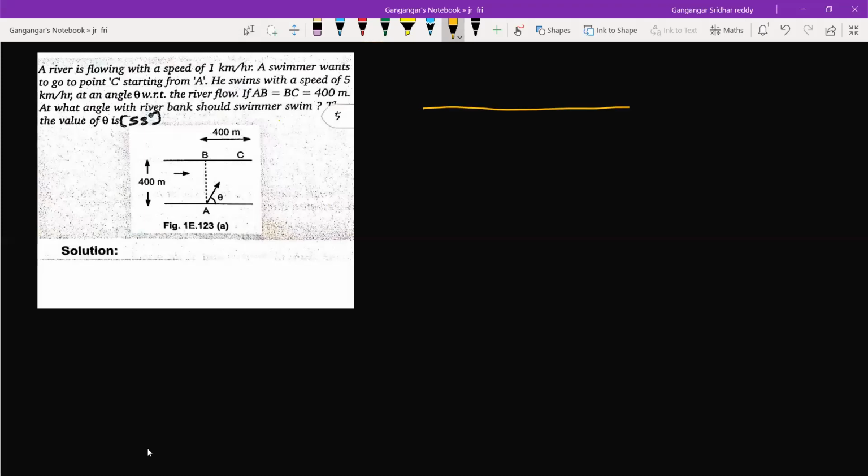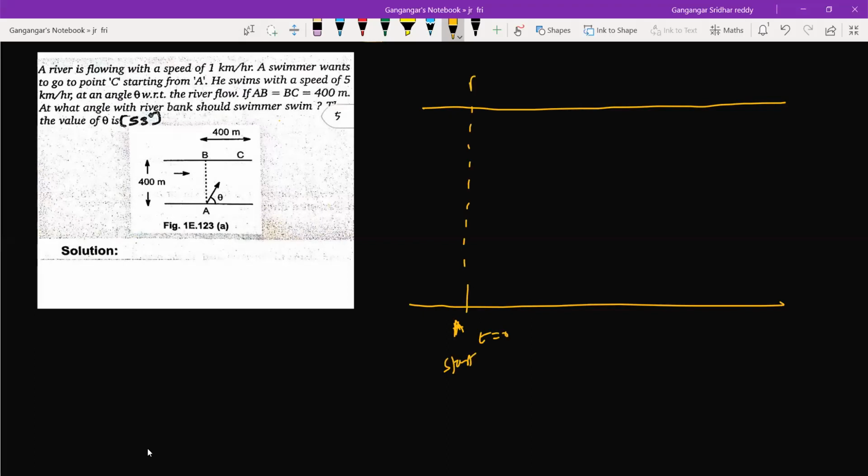Your question begins like this. This is the point A, the start point. You will start from here. There's a point exactly opposite on the other bank. Then it's telling that this is an end point.